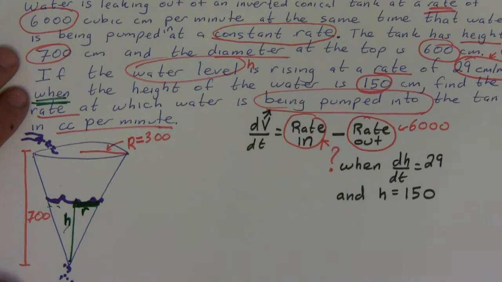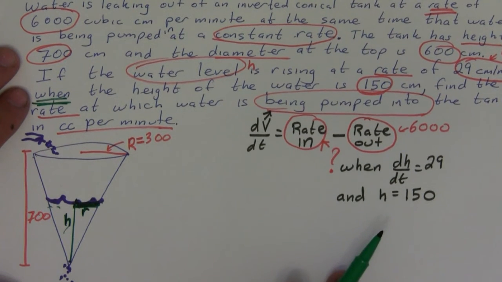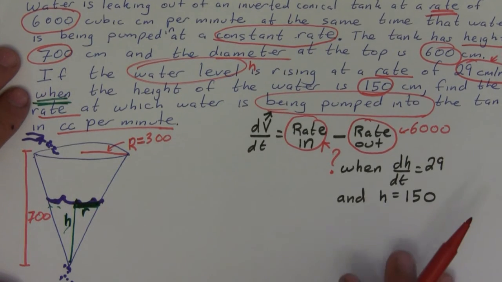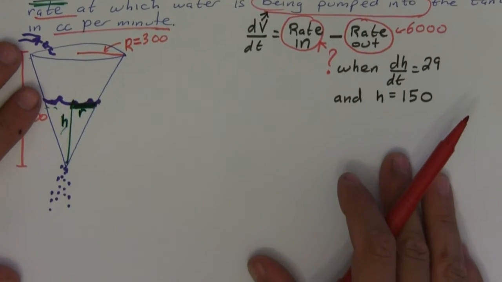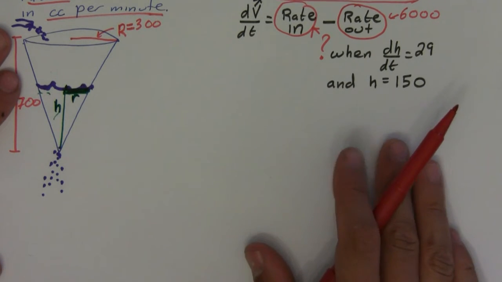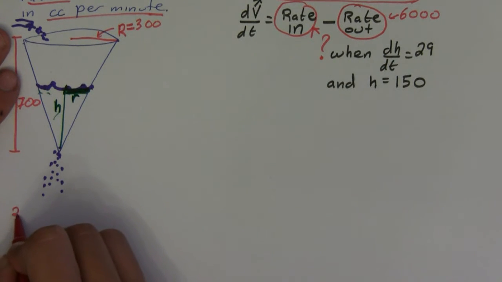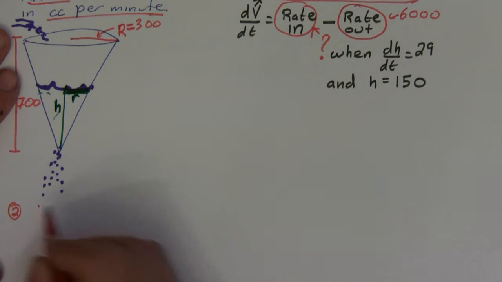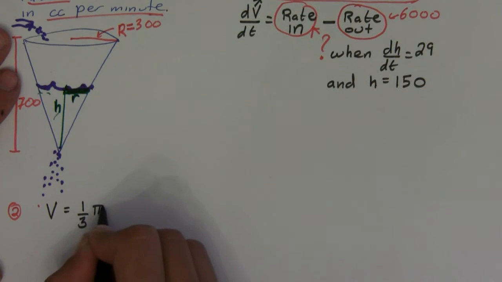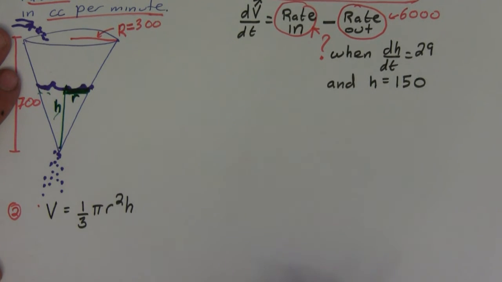Okay, so now that we have all of that sorted, we can come up with our formula. The formula that relates all of our information is going to be the formula for the volume of the cone. And the volume of a cone is equal to 1/3 pi r squared times h.